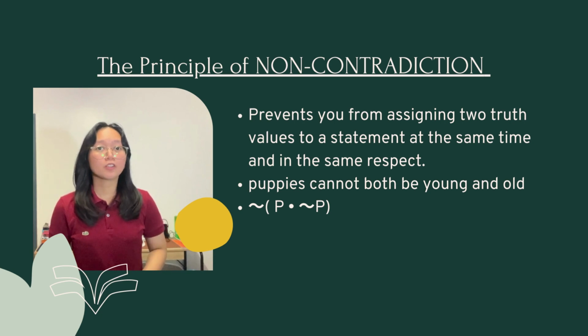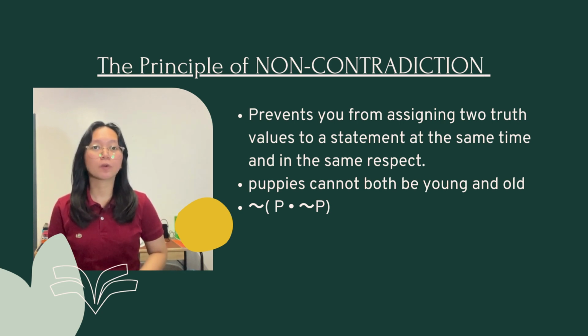The principle of non-contradiction prevents you from assigning two truth values to a statement at the same time and in the same respect. Ibig sabihin nito, P cannot be both true and false at the same time. Either true lang si P or false lang siya. So, applying to statements, puppies cannot both be young and old.